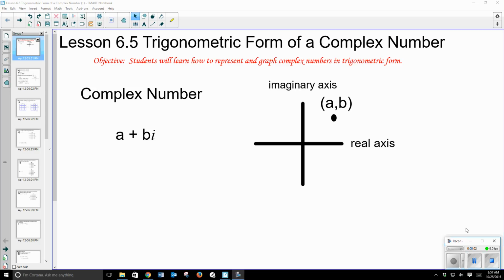Lesson 6.5, trigonometric form of a complex number. You will learn how to represent and graph complex numbers in trigonometric form.